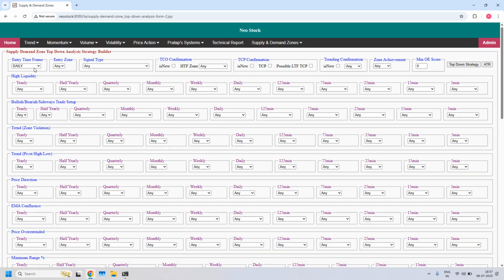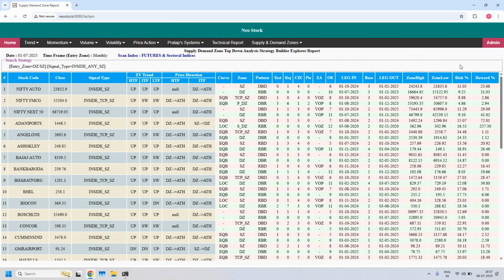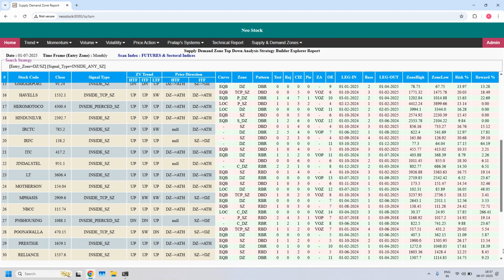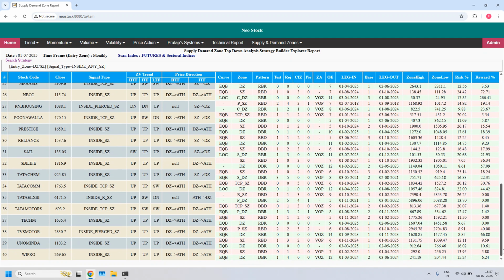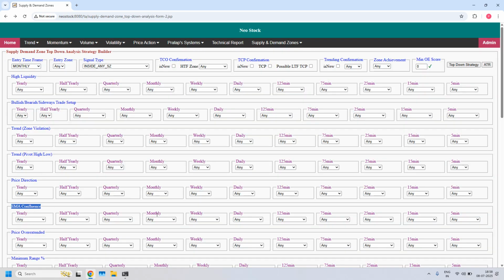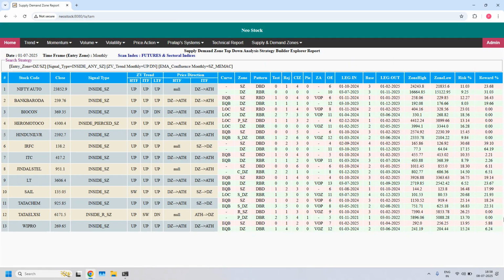Next, price closed inside the monthly supply zone. We got a big list. First 15 stocks in the list. Scrolling the list down. 40 stocks are filtered. We can further filter based on monthly supply zone having monthly EMA Confluence, and also trend on the monthly should not be sideways. It can be up or down. We got 13 stocks.